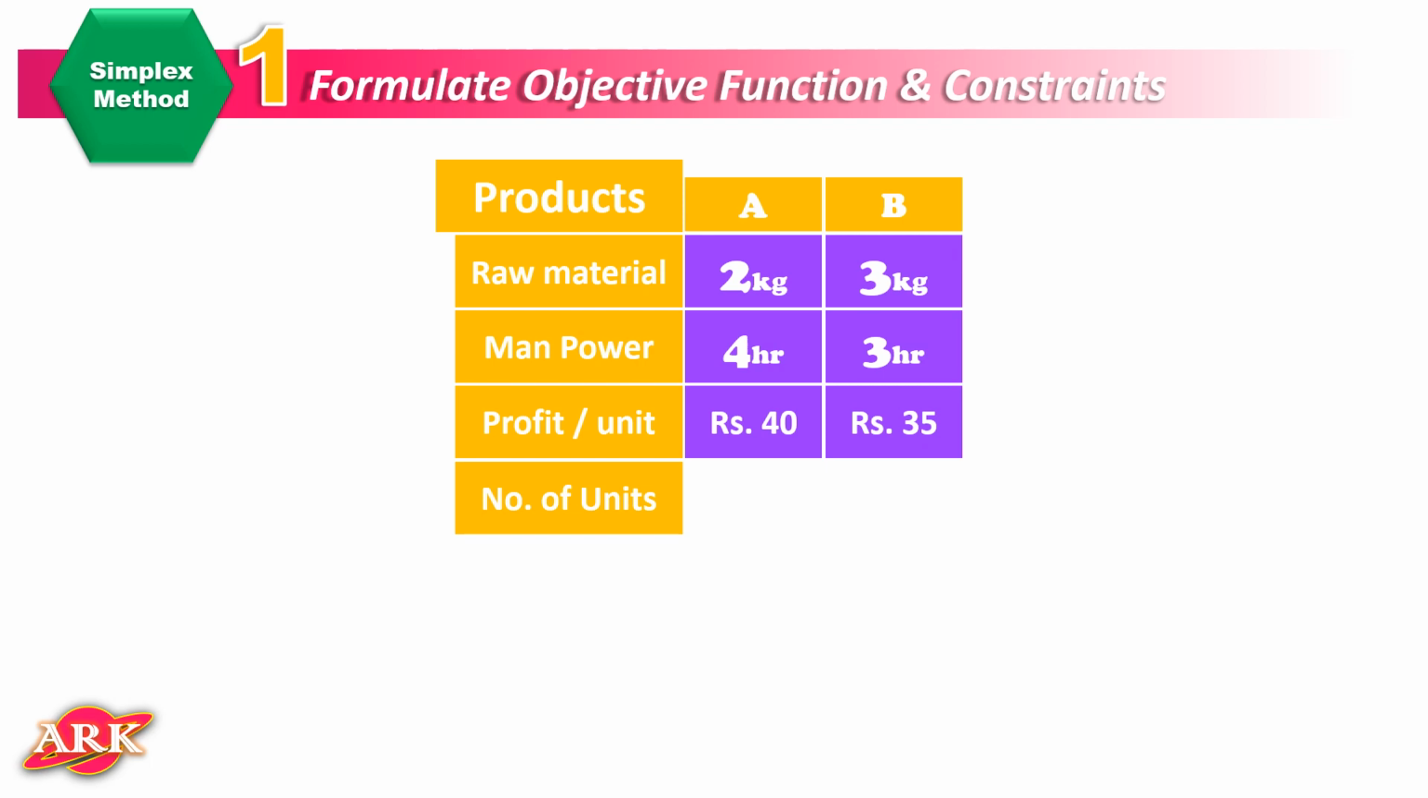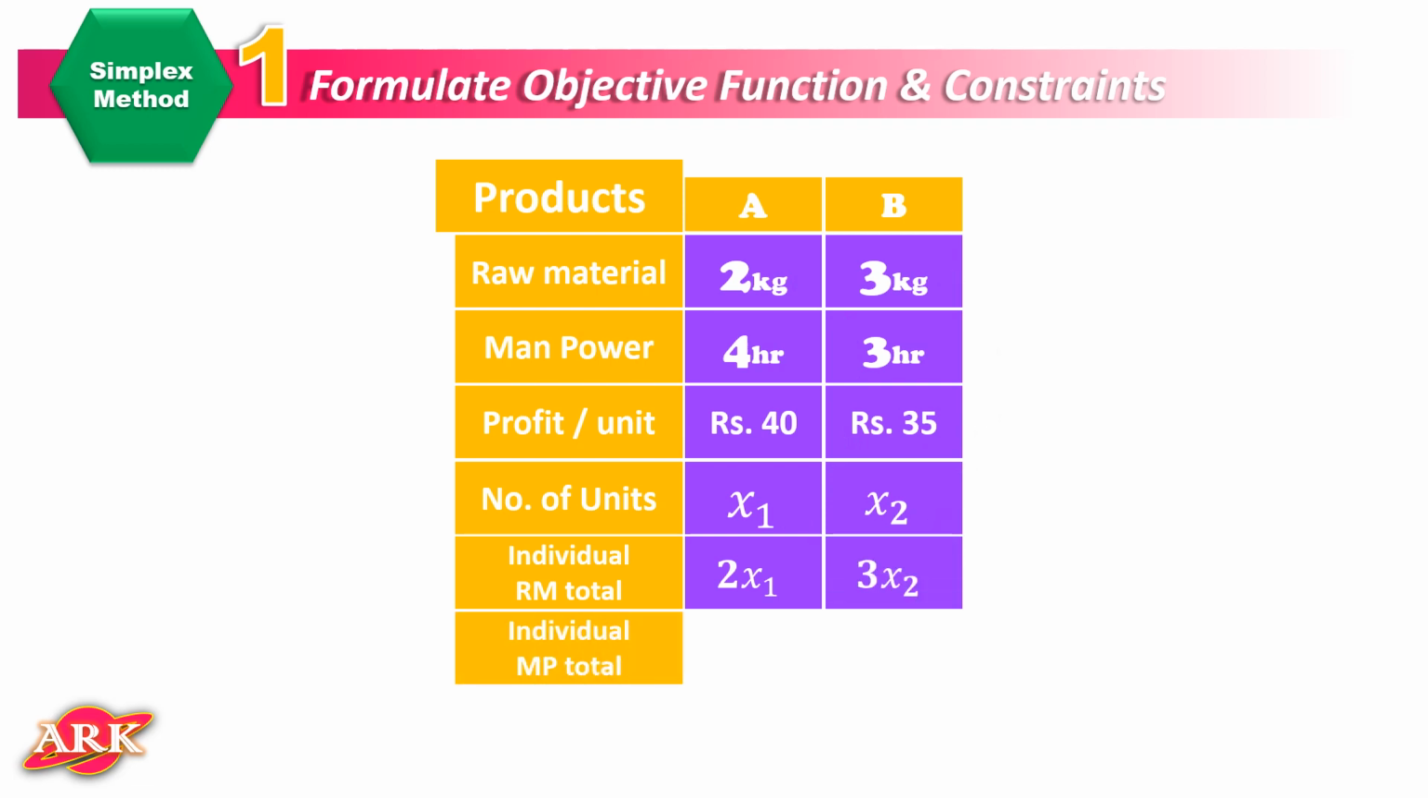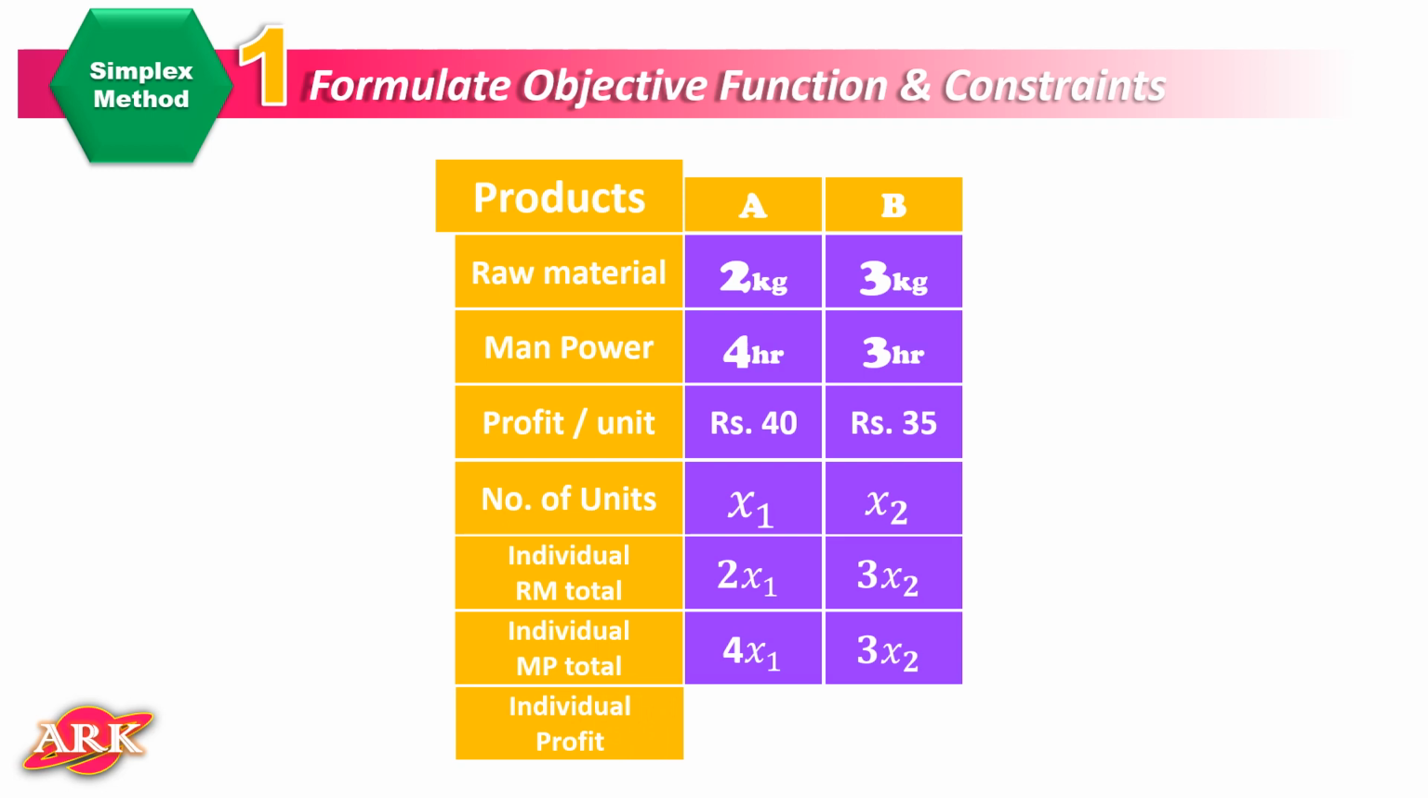And number of units produced, let it be for A x1, for B it's x2. Total individual raw material required for A will be 2 into x1, that is 2x1, and for B it will be 3 into x2, that is 3x2. Similarly, the manpower total will be 4 into x1, 4x1, 3 into x2, that is 3x2. Similarly, the profit will be 40 into x1, 40x1, 35 into x2, 35x2.